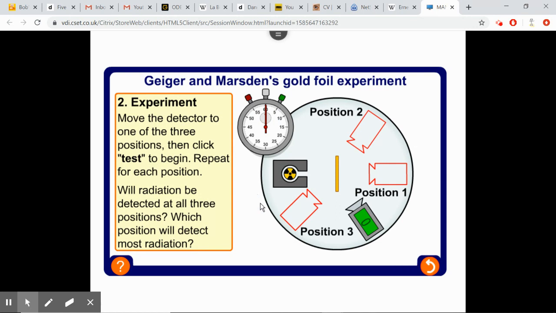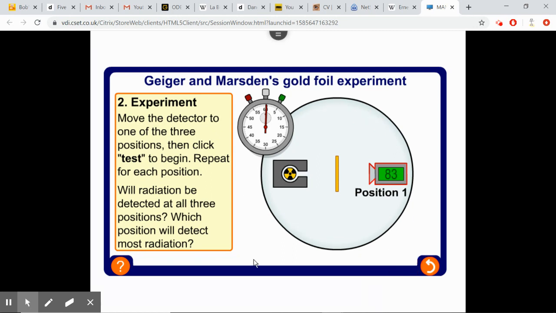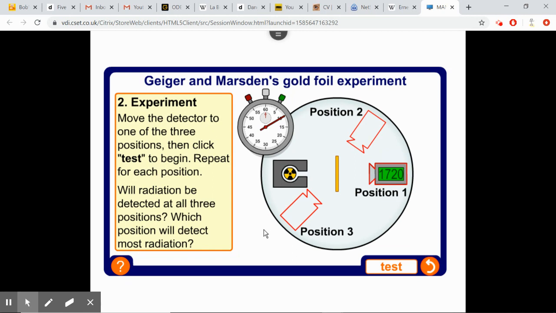So the investigation went like this. They moved the detector to different positions and saw how the alpha particles interacted with the gold foil. In position 1, where they expected most of the particles to be, directly on the other side of the foil, they saw that in 10 seconds loads and loads of alpha particles went through. That just showed that they went in a straight line.